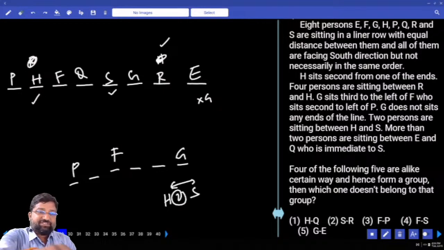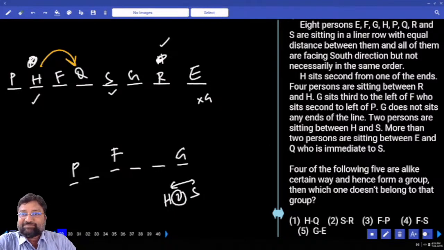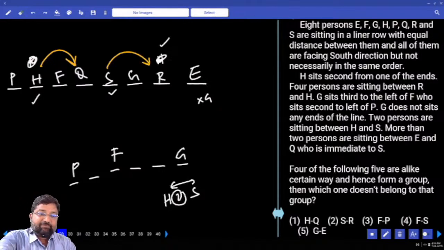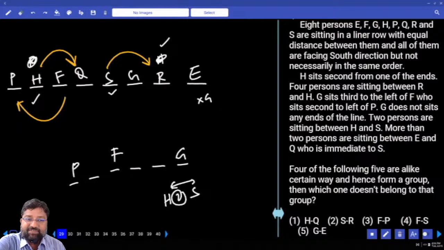Now what I try to do is see whether they are to the right or left of the first person. H and Q: second left of H. S and R: second left of R. F and P: opposite, second right. Shall I go with F and P? Yes. F and S, same. G and D also, same. No problem at all.